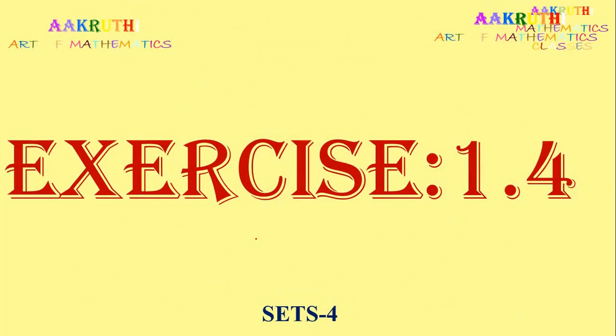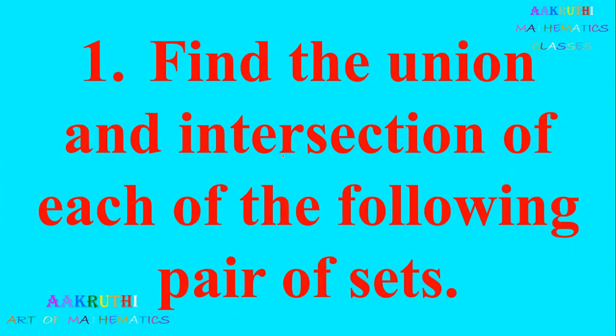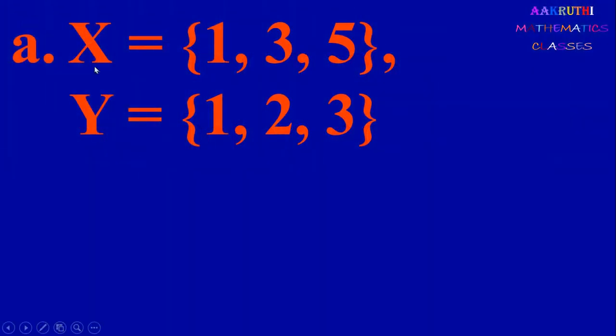Next we discuss problems from exercise 1.4. First one, find the union and intersection of each of the following pairs of sets. Here some pairs of sets are given. You have to find both union and intersection. First one, set X equals {1, 3, 5} and set Y equals {1, 2, 3}.